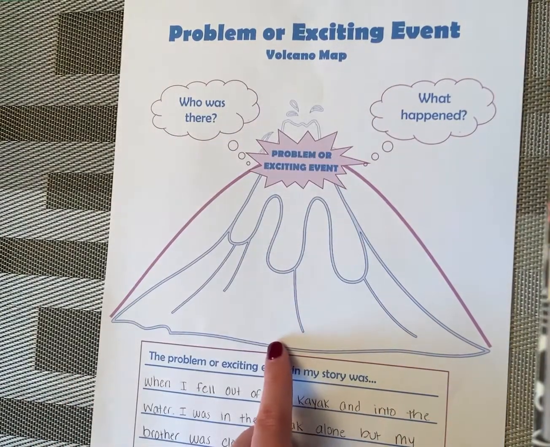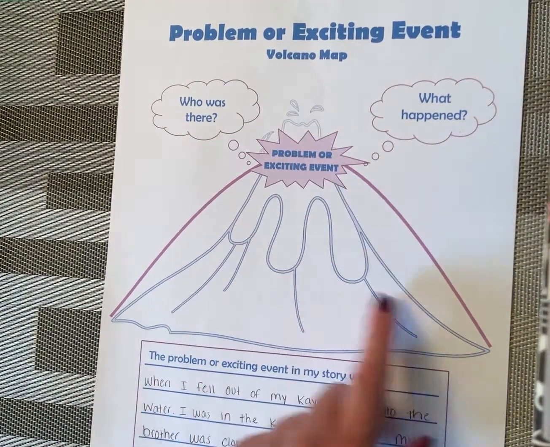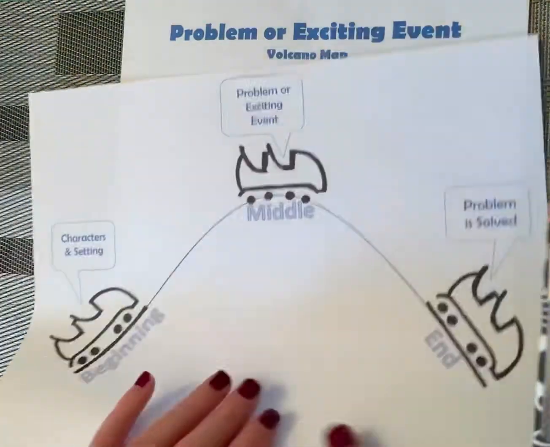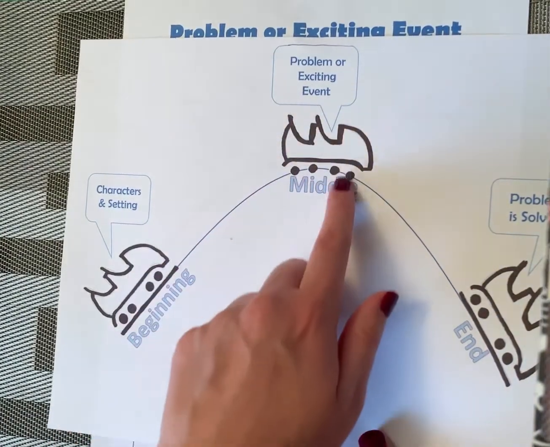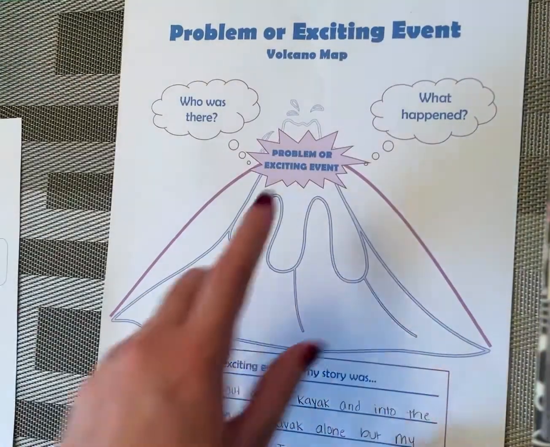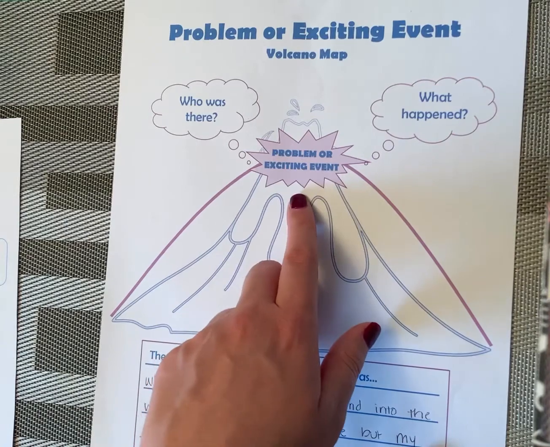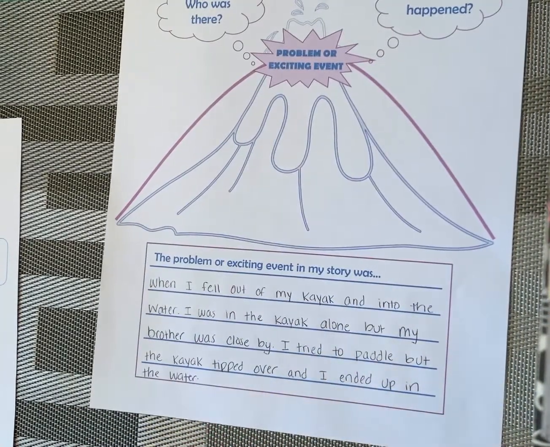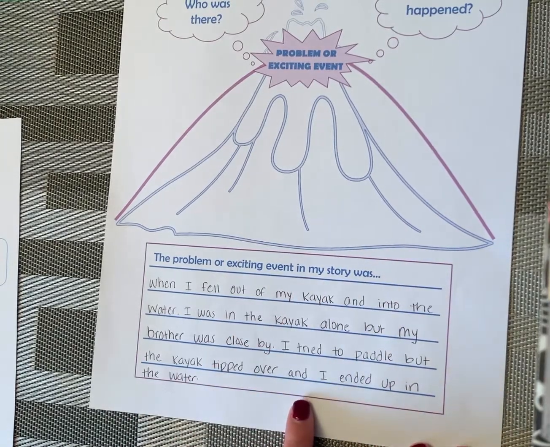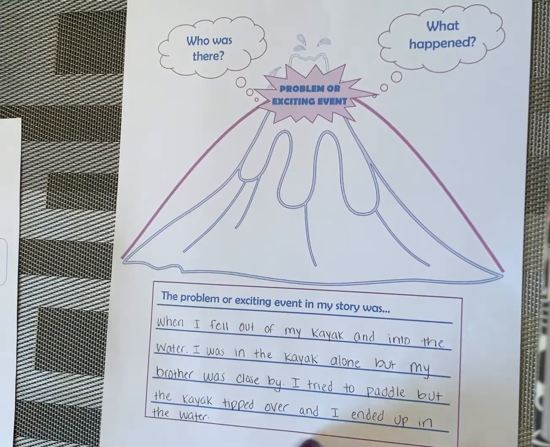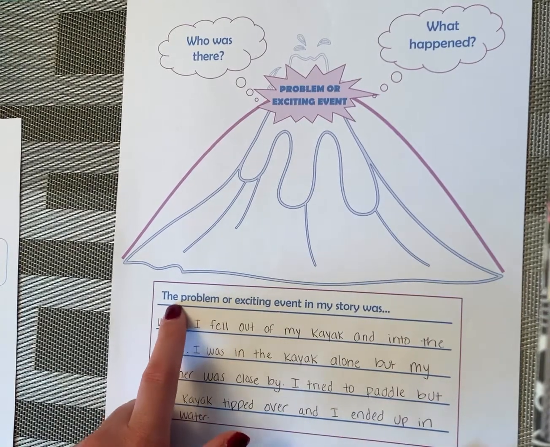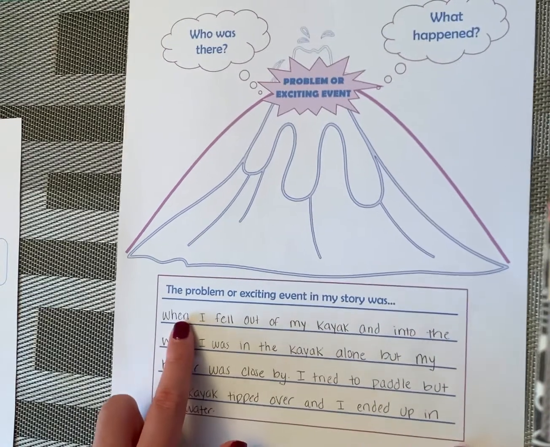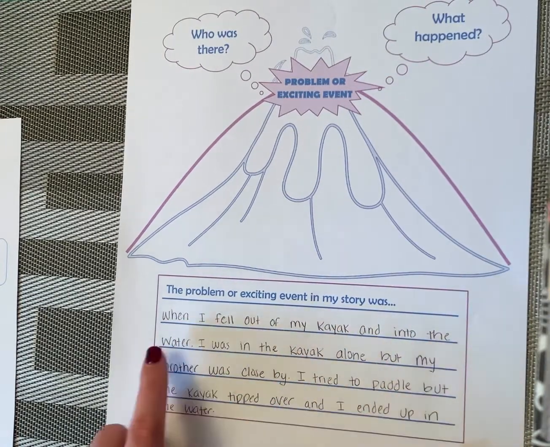The reason why it's called a volcano map is because it shows the volcano with our personal narrative story curve. And just like how the middle of our story is where the problem or exciting event happens, that is where our volcano is erupting. So that's the problem or exciting event. The way that this graphic organizer works is that you can write in sentences to explain what happened in your story. So the sentence starter says, the problem or exciting event in my story was, and I wrote, when I fell out of my kayak and into the water.